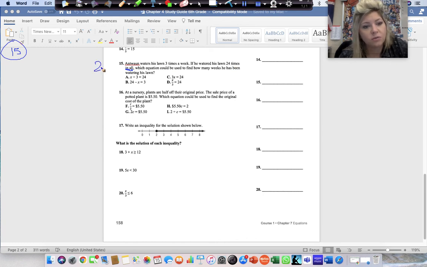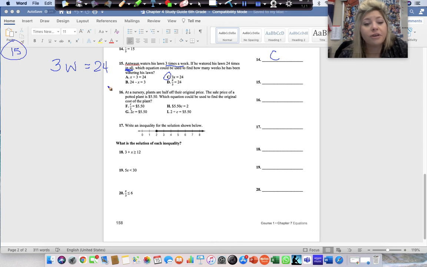We've got our total, which is 24 in all. Okay, and then 3 times each week. So what we're doing with that number is we are multiplying it by the number of weeks. We don't know how many weeks yet. That's what we're using to figure it out, though. So our answer here would be C, which is 3x equals 24. 3 times the number of weeks.